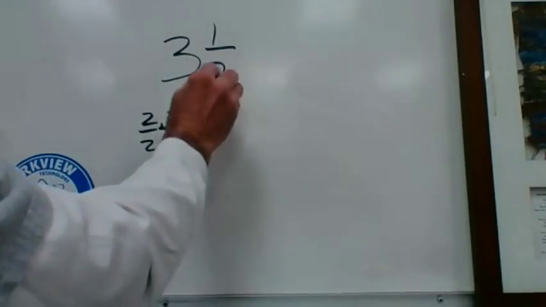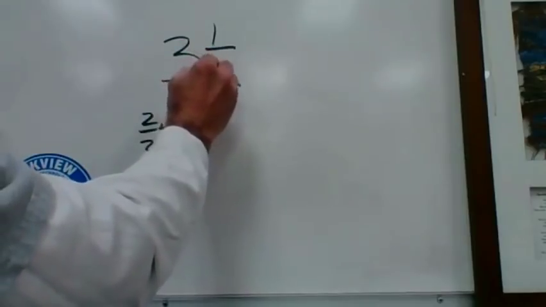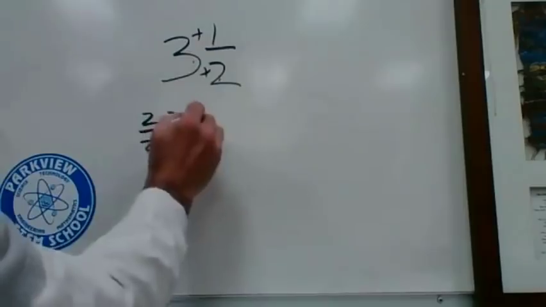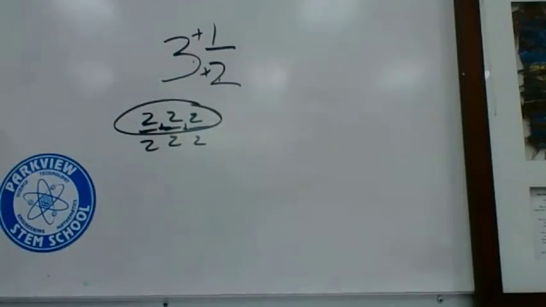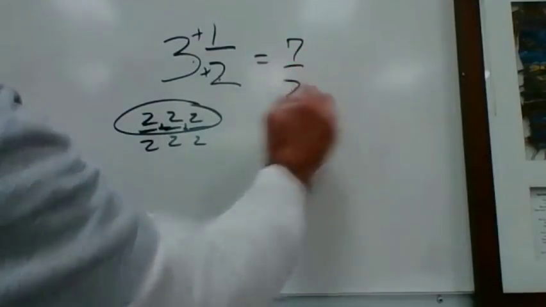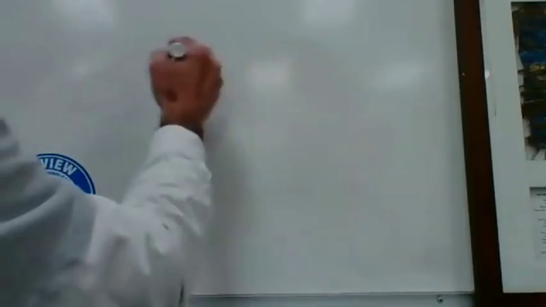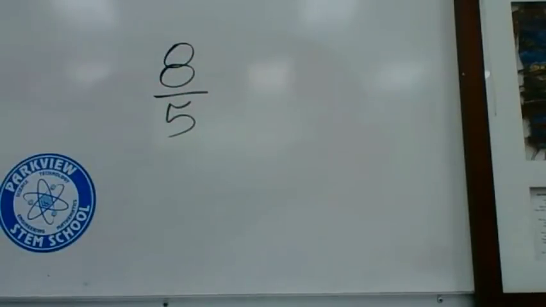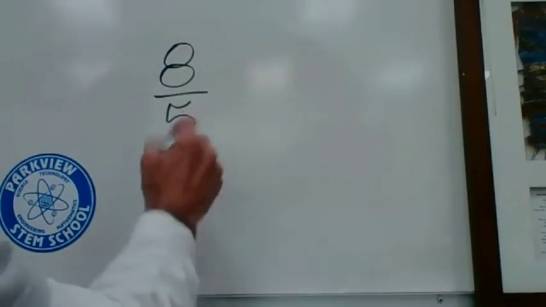Now, the other way to do it is just to simply say 2 times 3 and then add on our 1 at the end. Because 2 times 3 gets us those 6. 2 times 3 is 6, plus 1 is 7. So this equals 7/2. So now, watch this. Let's say that I have a different improper fraction. Let's have 8/5.